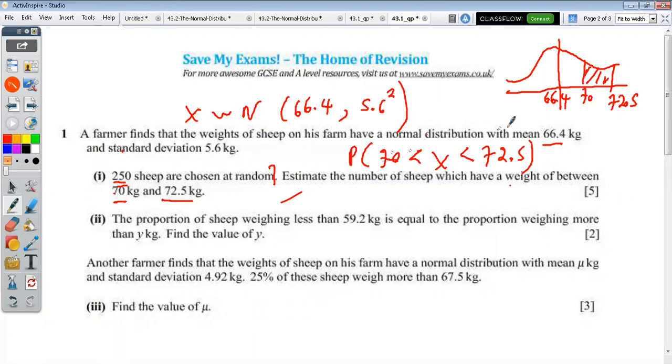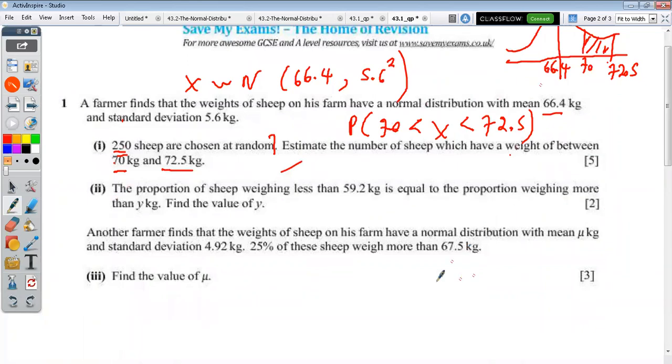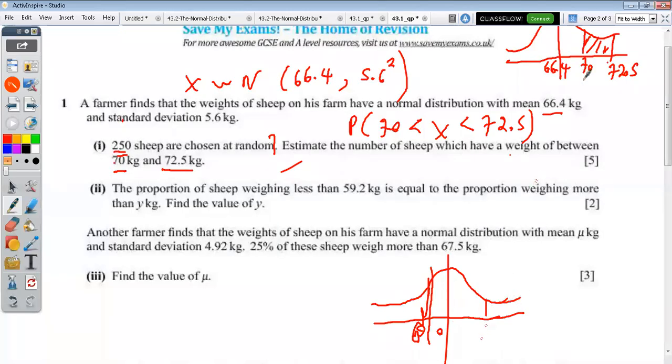So we simply want to find this probability, but it's not standardized, so we have to standardize it. So this is 0 there. We need to know what 70 is when it's following the Z distribution, so what the Z1 and Z2 values are. That's what I mean by that.